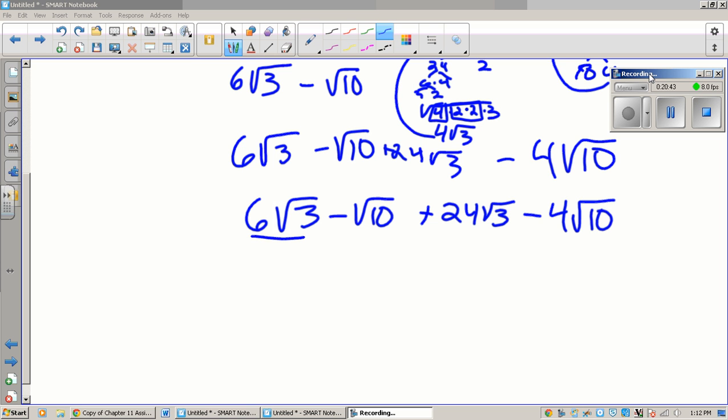And then you can combine these like terms: that's 30 radical 3, and negative radical 10 and negative 4 radical 10 is negative 5 radical 10.